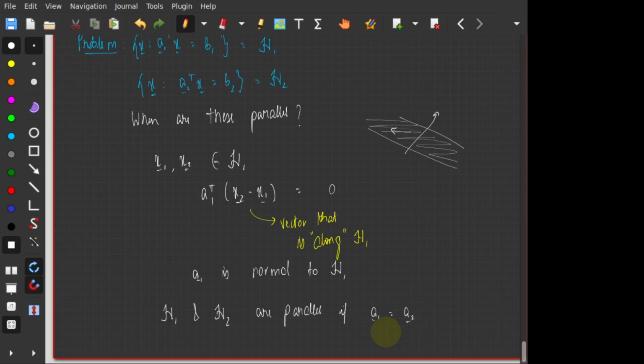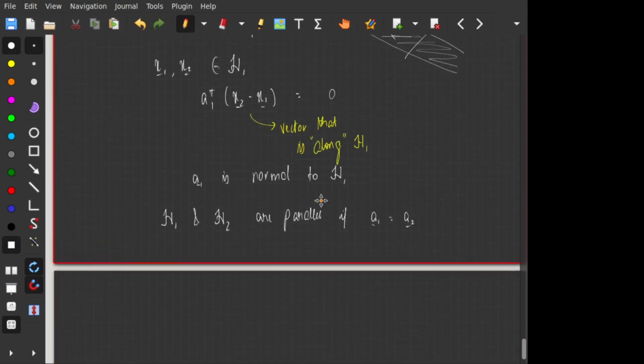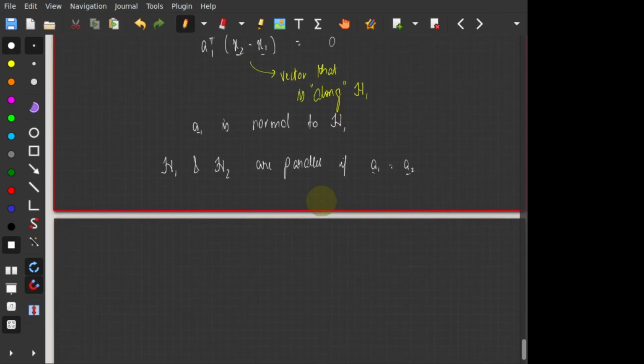Okay, let's try to view this geometrically. Are we assuming A1 and A2 are unit vectors? A1 and A2 are not necessarily unit vectors. They don't need to be equal, but they need to be similar. Fine. Yes, that's true. So it's parallel if A1 is equal to some constant times A2. That's right.